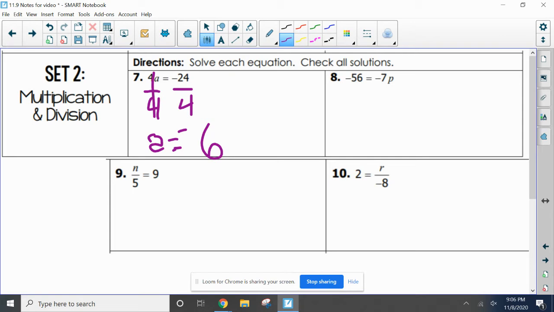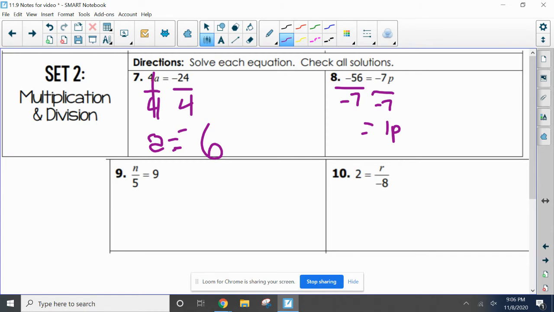Same thing on 8. I have negative 56 equals negative 7p, or negative 7 times p. So to get rid of multiplication, we're going to divide by a negative 7. Negative 7 over negative 7, those two negatives cancel each other to positive. 7 divided by 7 is 1. So we're simply left with 1p, or p, equals, and what I do to one side, I have to do to both. So negative 56, that line means division, divided by negative 7.